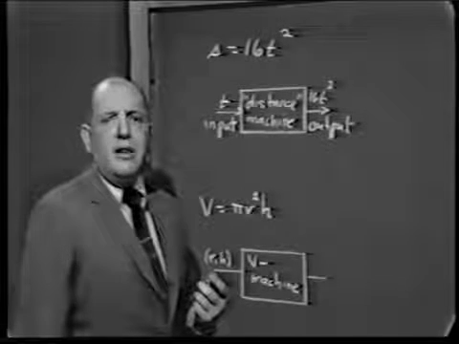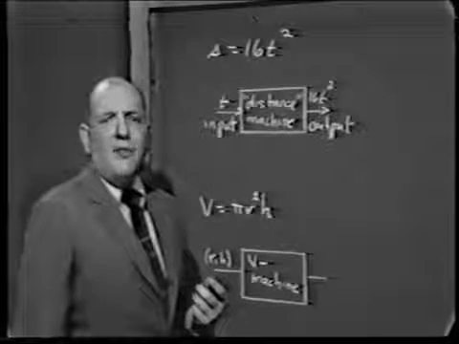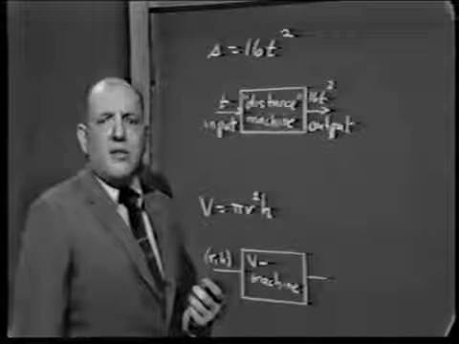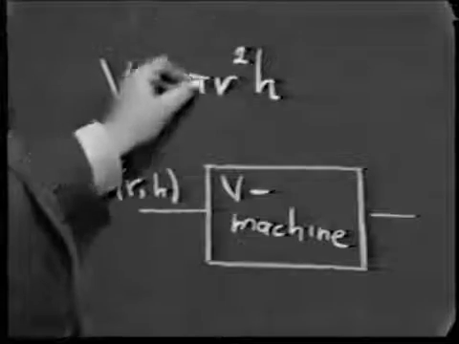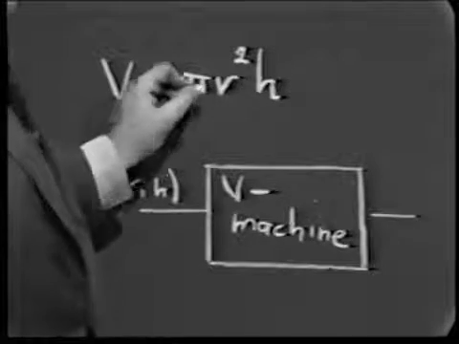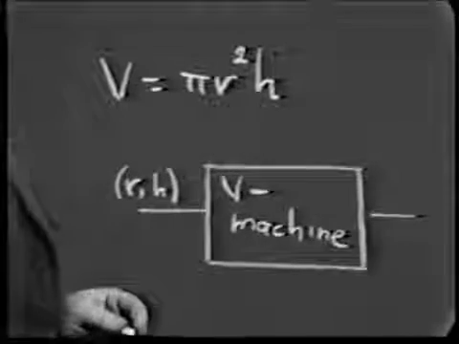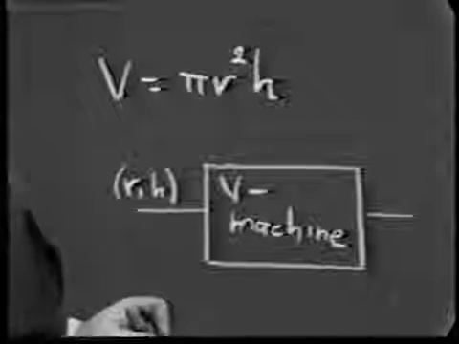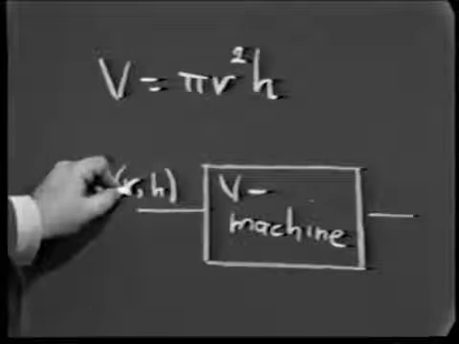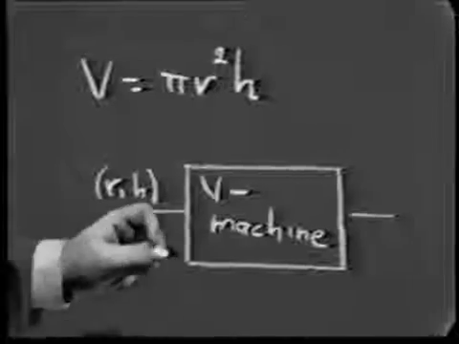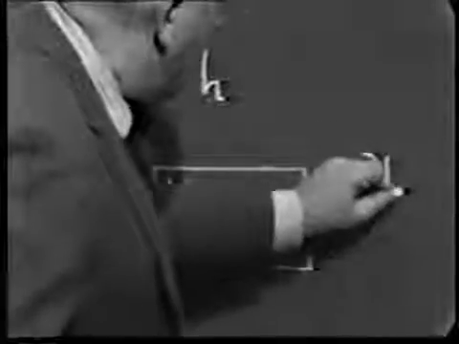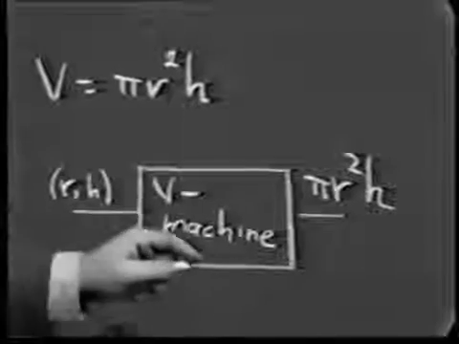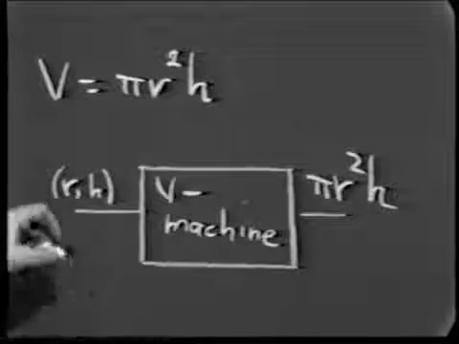Consider, for example, finding the volume of a cylinder in terms of the radius of its base and the height. We know from solid geometry that the volume is pi r squared h. We can therefore think of a volume machine where the input is the ordered pair r comma h, and the output is the single number pi r squared h. And by the way, notice here the meaning of ordered pair.